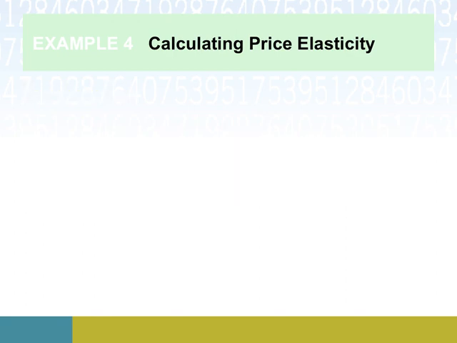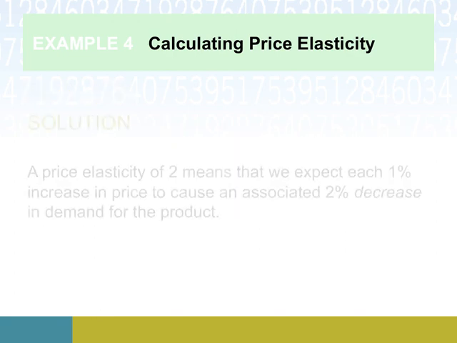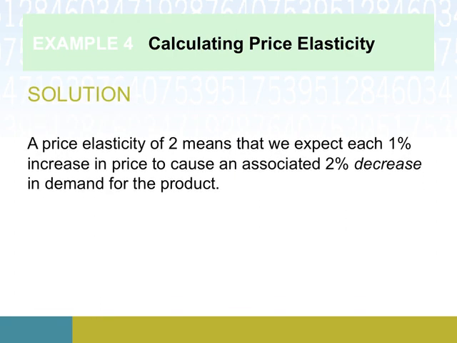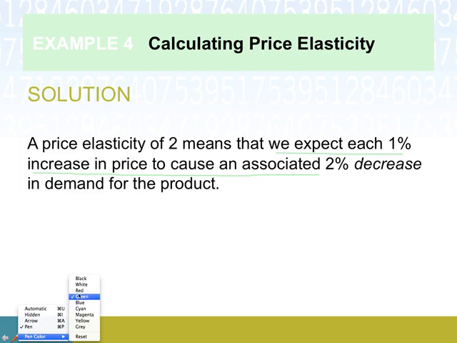Okay, so 2 is the final answer, which is great, but we were also in charge of interpreting this result. This is one of those templated things that we can just copy. We expect each 1% increase in price to cause an associated decrease in demand, and you can basically write that every single time, because that's just part of the definition of price elasticity of demand. So 2%, that's the number we came up with. 2 is the actual value.